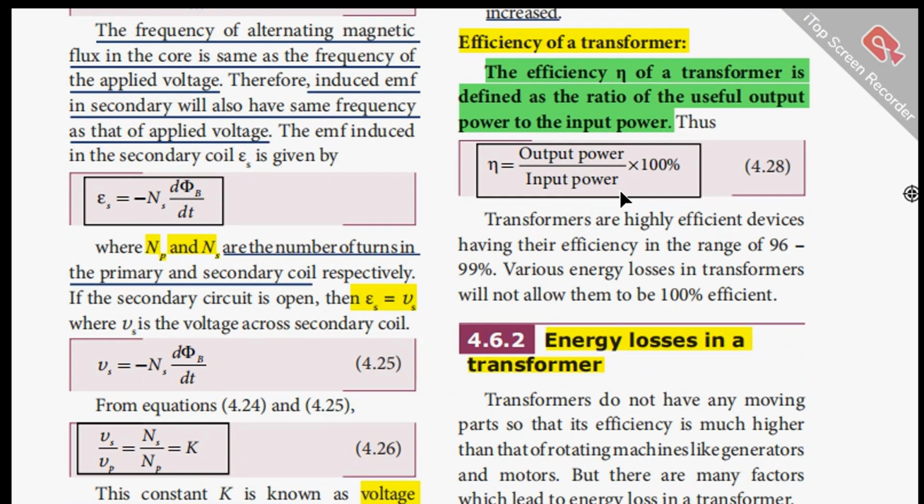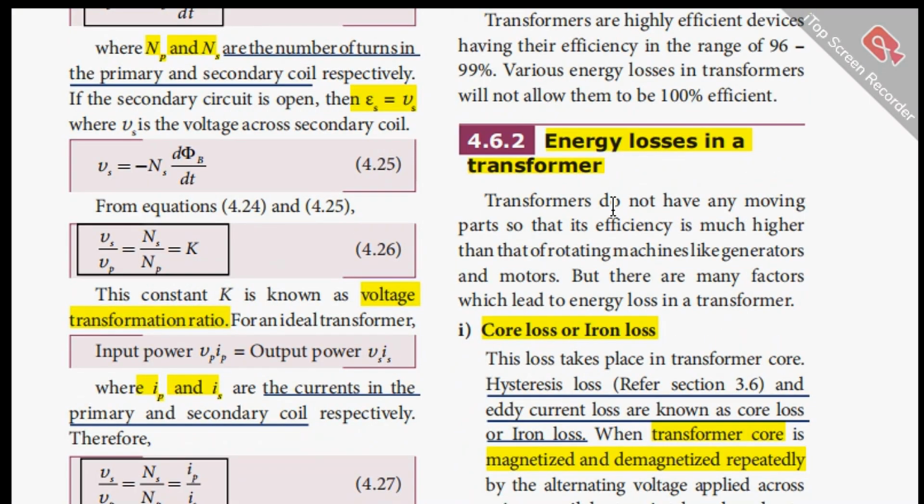Next, we will see about the efficiency of a transformer. The efficiency η of a transformer is defined as the ratio of the useful output power to the input power. So η equals output power by input power into 100%. Transformers are highly efficient devices, having efficiency in the range of 96 to 99%. Various energy losses in transformers will not allow them to be 100% efficient. Now let us see what the energy losses in a transformer are.